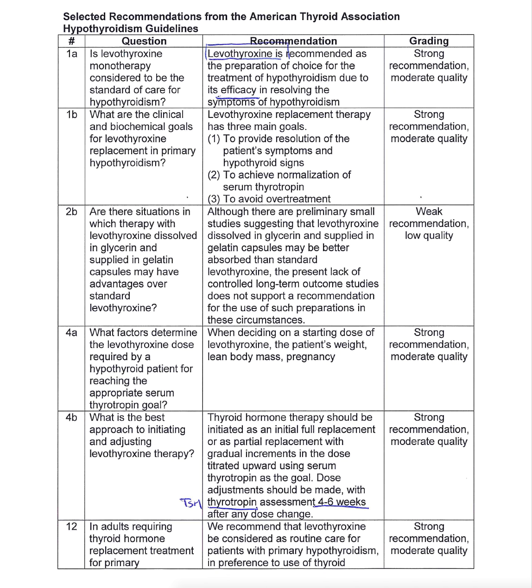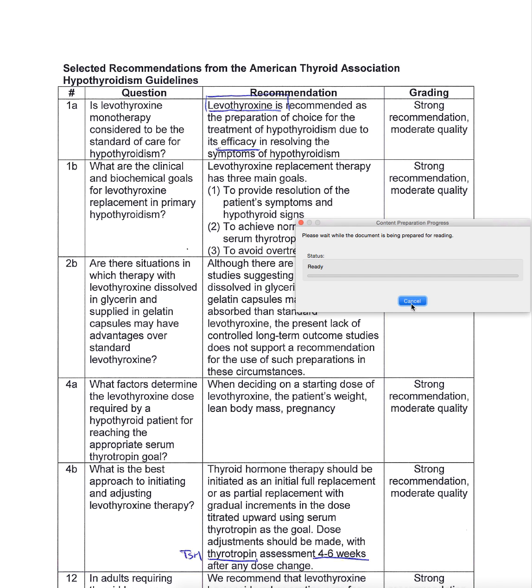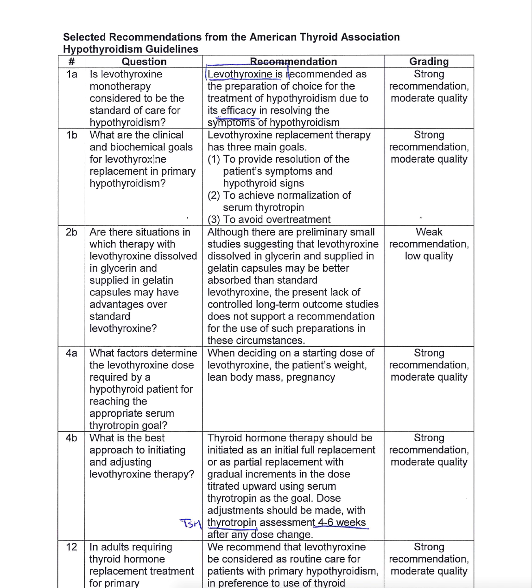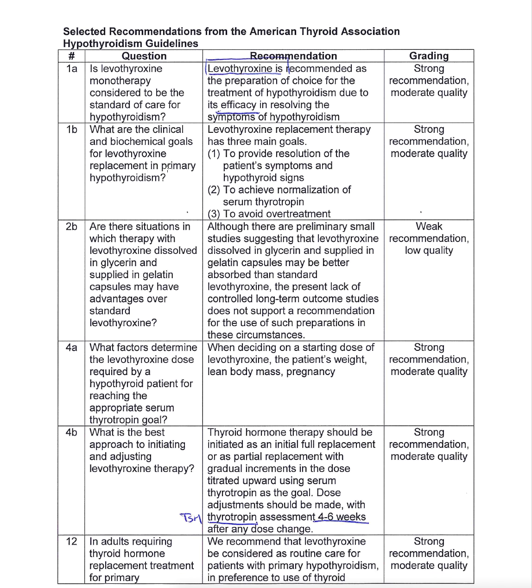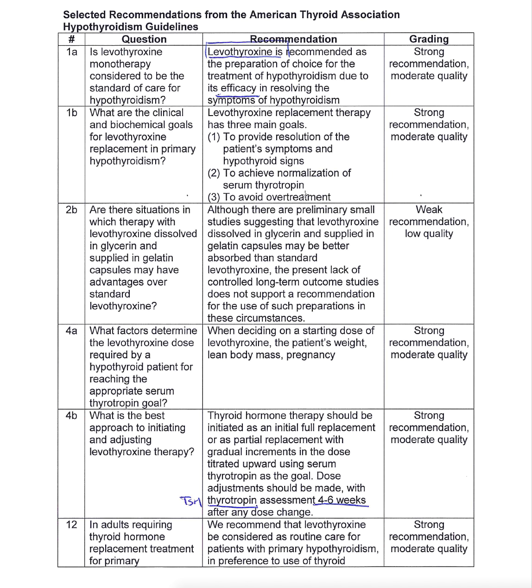All right, so let's go over some questions and answers from the American Thyroid Association guidelines. First question: is levothyroxine monotherapy considered to be the standard of care? Yes, levothyroxine is recommended as the preparation of choice for treatment due to its efficacy. All right, so what are the clinical and biochemical goals for levothyroxine replacement therapy? It is to provide resolution of the patient's symptoms and signs, and achieve normalization of serum thyrotropin, so thyrotropin is TSH, while avoiding overtreatment.